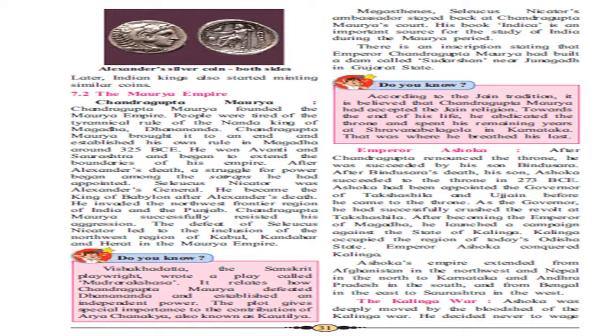After Alexander's death, a struggle for power began among the satraps he had appointed. Seleucus Nicator was Alexander's general. He became the king of Babylon after Alexander's death.